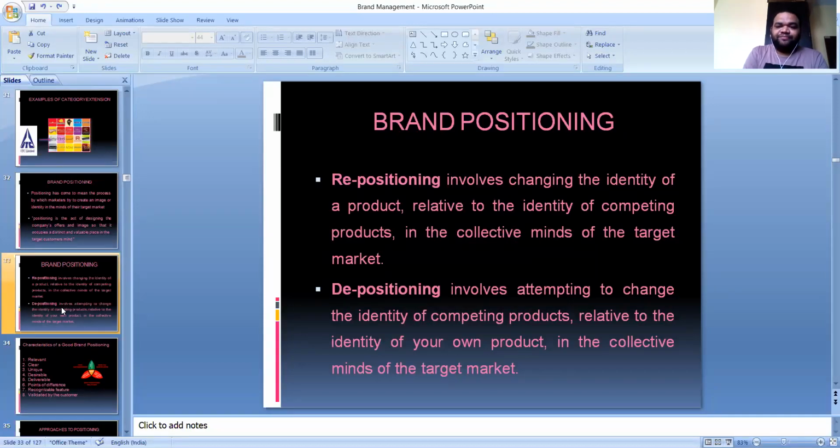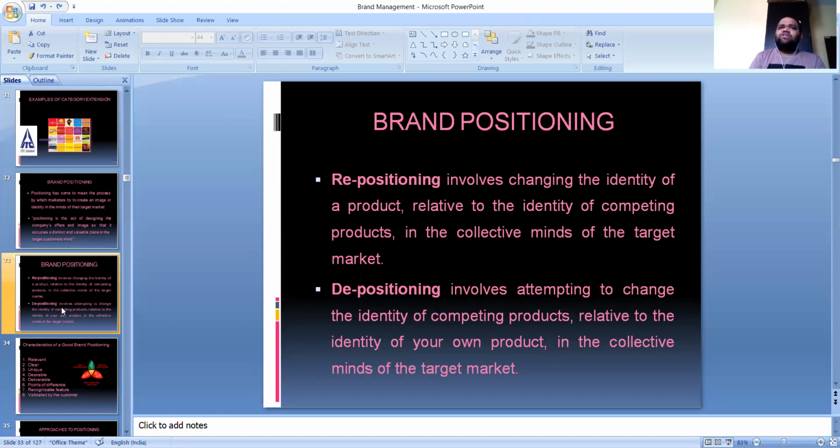Coming to depositioning. Depositioning means removing. It involves attempting to change the identity of competing products relative to the identity of your own product in the collective minds of the target market. Indirectly. Actually, this is an unethical practice in the marketing field, but in some cases we don't have other chances. So what we do is depositioning: we change the identity of other products which belong to our competitors.